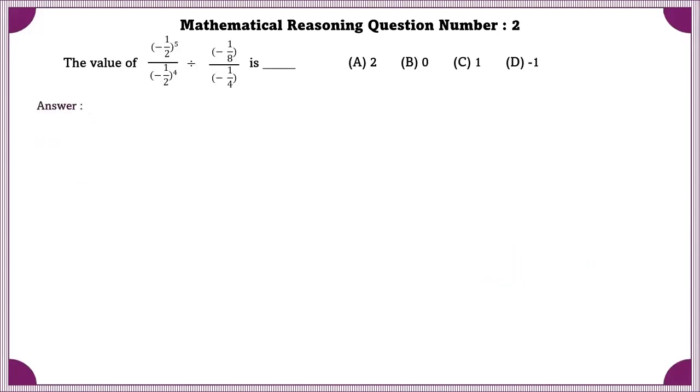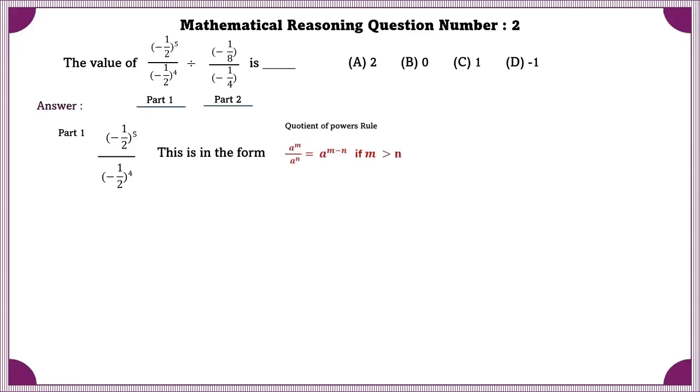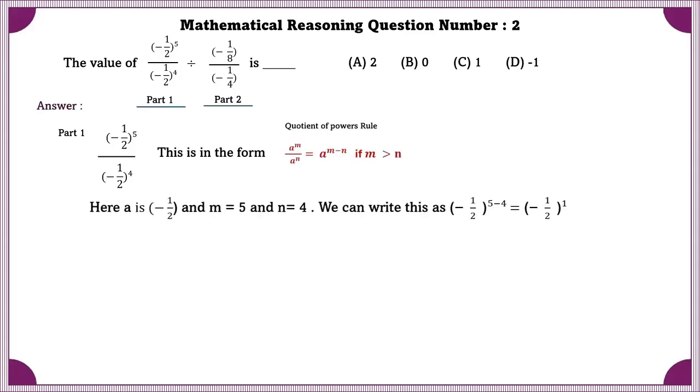Mathematical reasoning question number 2. The value of the given expression is. First, let us take part 1 and part 2. First, let us solve part 1. This is in the form of the quotient of powers rule. So, here a is minus 1 by 2 and m is equal to 5 and n is equal to 4. We can write this as minus 1 by 2 the whole to the power 5 minus 4, which is equal to minus 1 by 2 to the power 1, according to the quotient of powers rule, that is subtracting the power of the denominator from the numerator power.